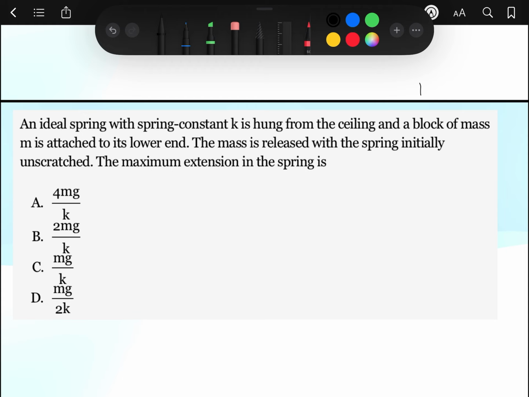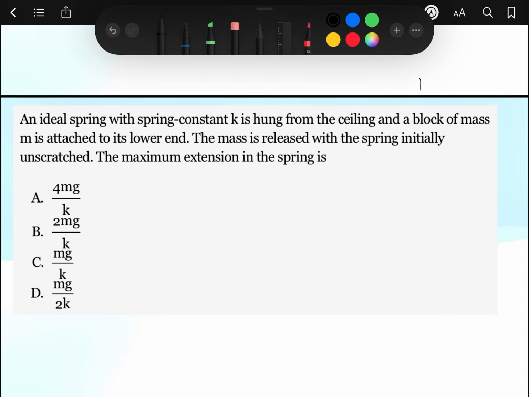An ideal spring with spring constant K is hung from the ceiling and a block of mass M is attached to its lower end. The mass is released with the spring initially unstretched. We have to find the maximum extension in the spring.